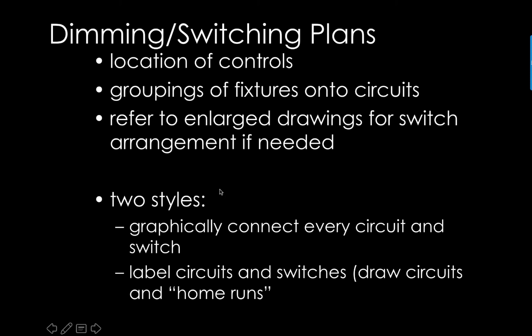The dimming and switching plan is where you show how those fixtures are turned on and off, and if they're ganged together so that several fixtures are controlled by one switch. This is where you show it. Now, the two styles: you can either literally graphically connect each and every light switch to the fixture or fixtures that it controls. Otherwise, you can do like the previous example where you label the circuits. Okay, so here's an example of the first one where you can see there's a bunch of dollar signs. The dollar signs are switches, and here they're indicating some existing and some new.